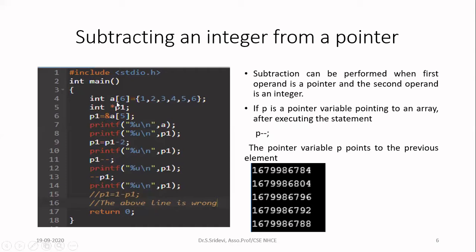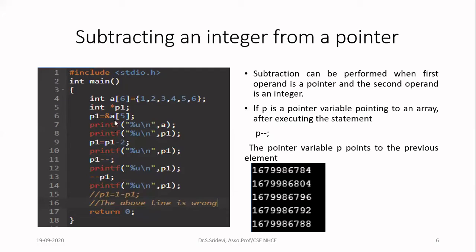First I have declared an array with 6 elements and an integer pointer. Then in line number 6, look at the program. In line number 6, I made the pointer point to A of 5. Now if I simply give ampersand A, the pointer will point to the first element in the array. But you can make the pointer point to a specific element in the array by specifying the index of the element and the address operator.